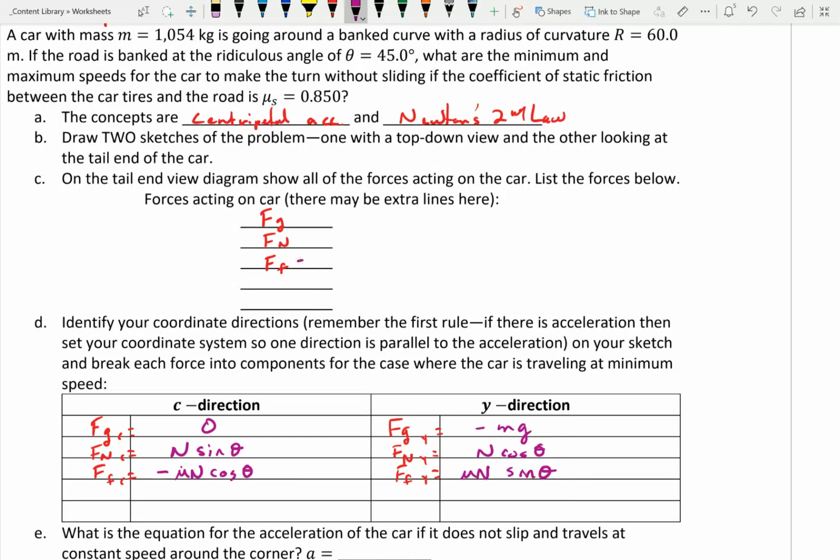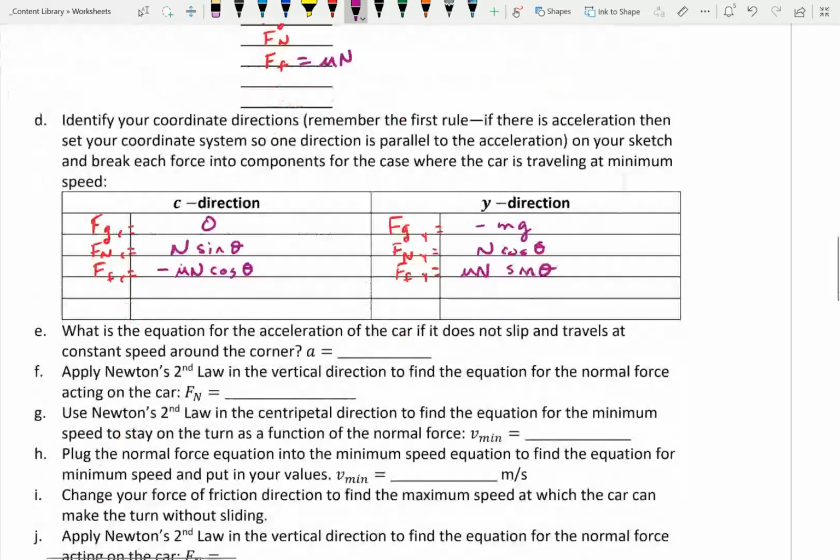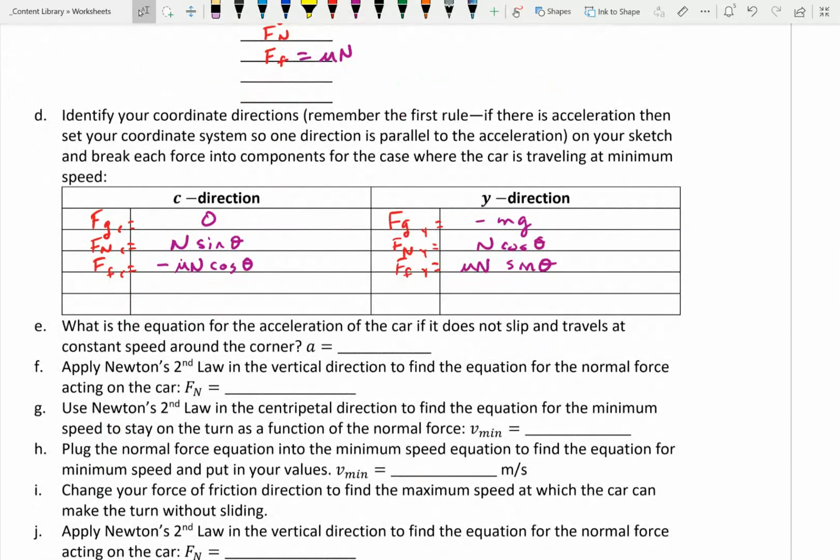So remember, I substituted mu n for the force of friction there. So there I have all of my forces. Well, why do we do this? Why do we do anything? So we can find answers.